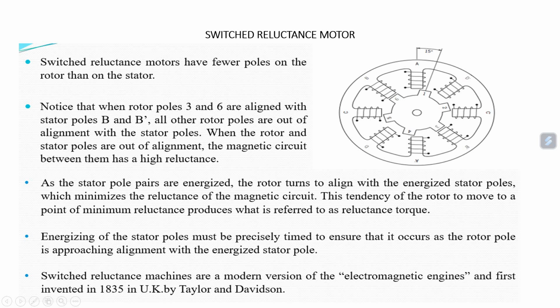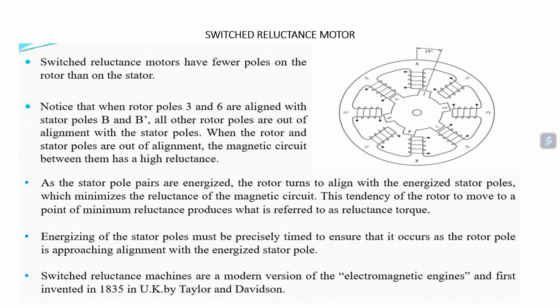This tendency of the rotor to move to a point of minimum reluctance produces what is referred to as reluctance torque. Because of this reluctance torque, the rotor starts to rotate, and that's why this motor is called a switch reluctance motor. Energizing of the stator pole must be precisely timed to ensure that it occurs as the rotor pole is approaching alignment with the energized stator pole.